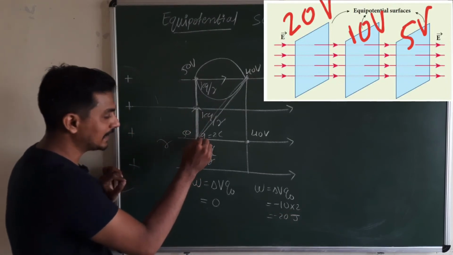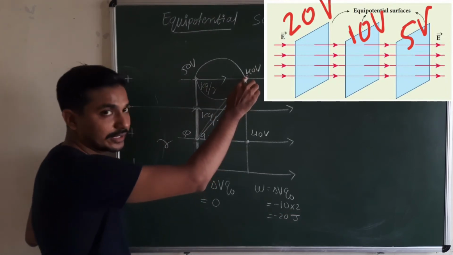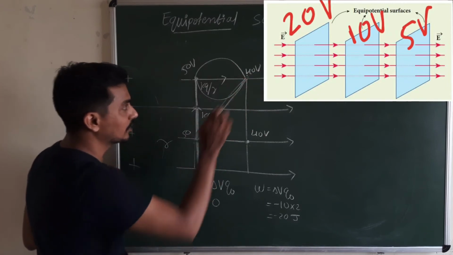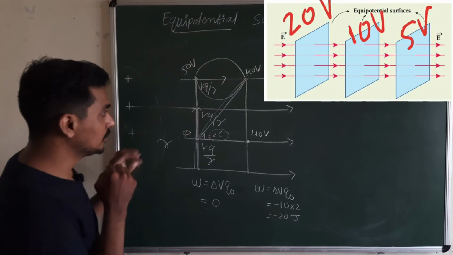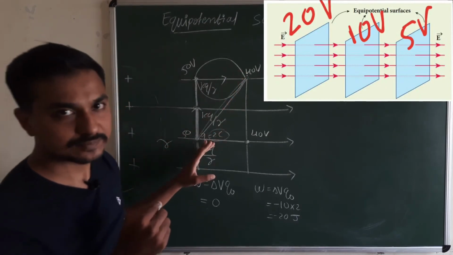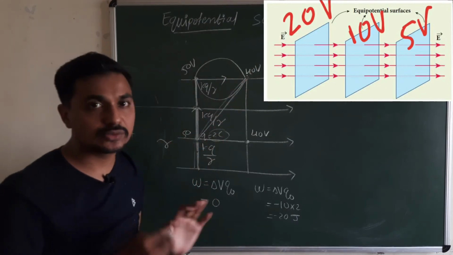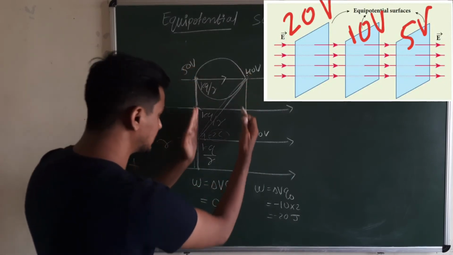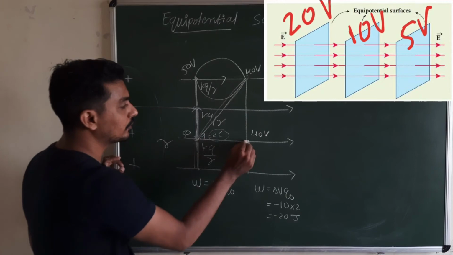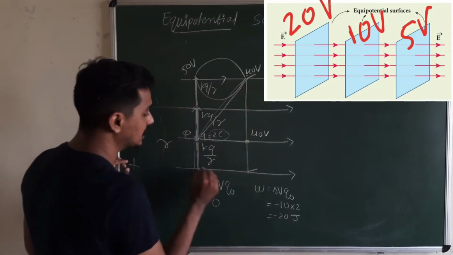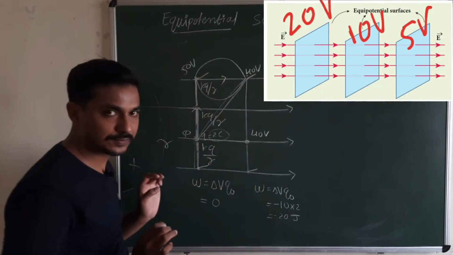Similarly, if I am taking this charge from this point to this point, then the potential difference is the same. See, 40 minus 50 is minus 10, and charge is 2 coulomb. So you don't need to consider the direction, you just need to consider the potential difference between these 2 points. So work done is equal to the potential difference between these two equipotential surfaces into the charge, right?